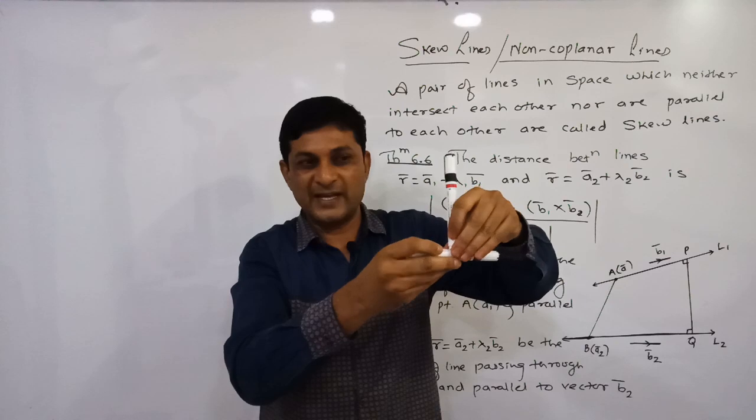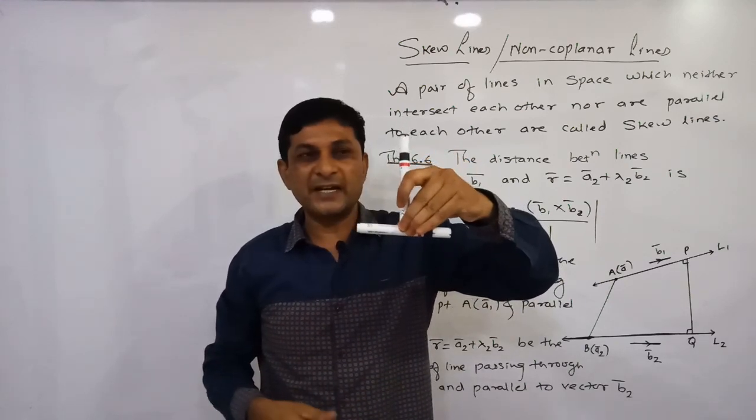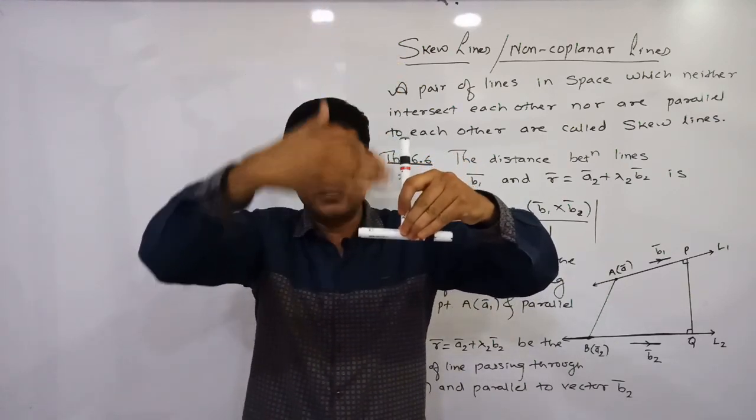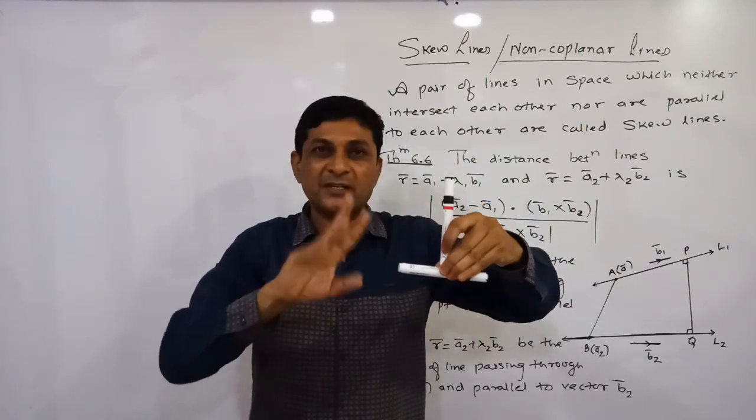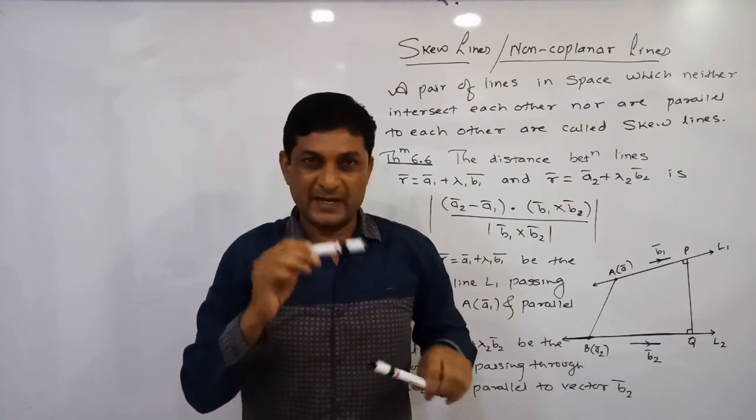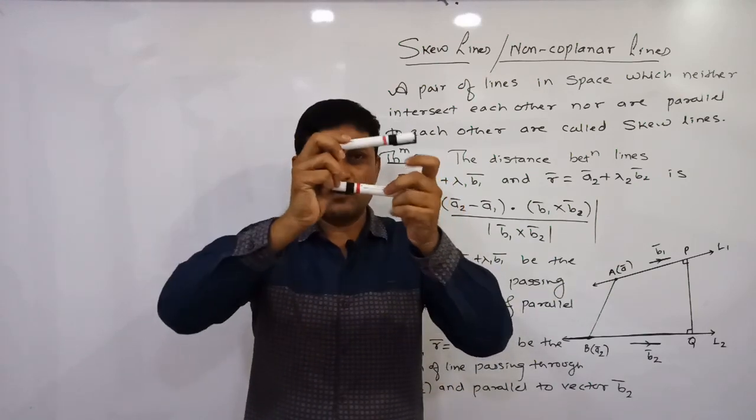Now let us suppose that these two lines are intersecting lines. If two lines are intersecting, then there definitely exists at least one plane which passes through these two intersecting lines. Means two intersecting lines are also coplanar.